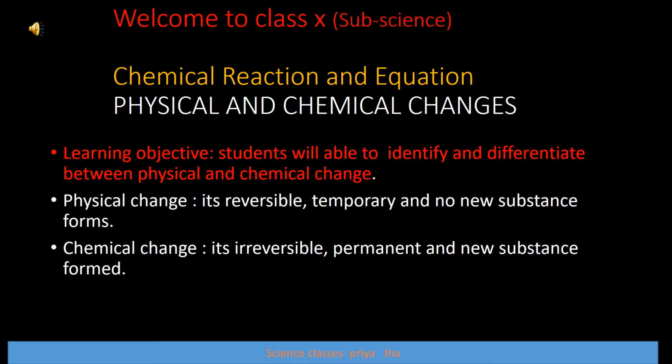and chemical changes. Physical changes are reversible, temporary, and no new substance forms. It is a type of change in which you will not get a new substance. Generally it is a change in the physical form, a change in color, size or shape. So these are the physical changes, and they are temporary. Things regain their nature.